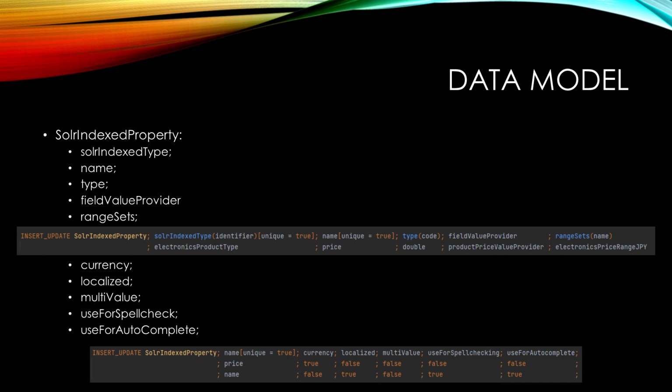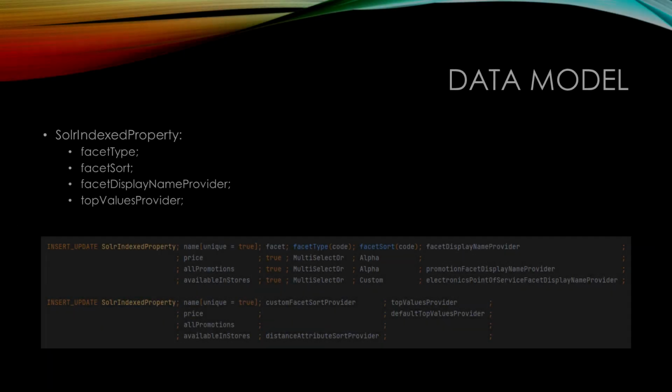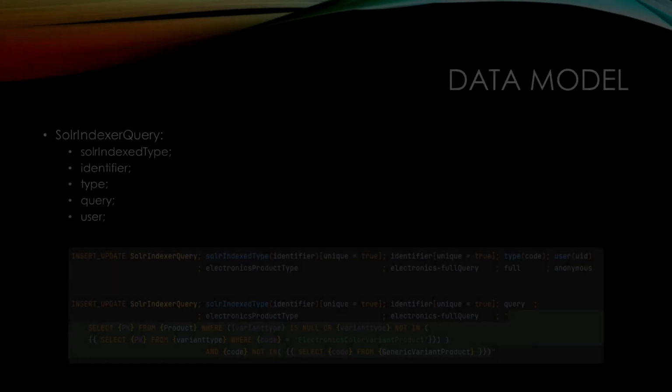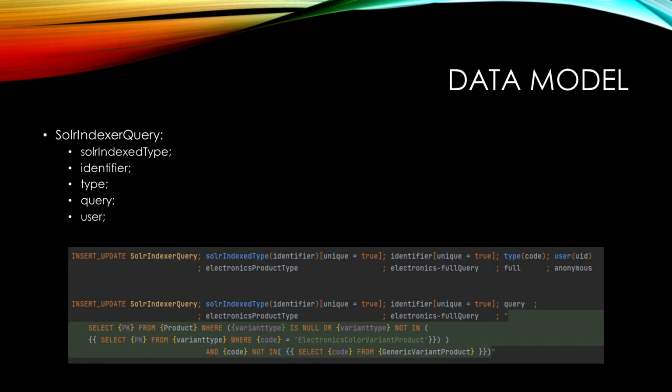Indexed property is used to describe property of the type. Value provider is the spring bean of the class responsible for indexing. Property can also be used as facet. For this case, there are special parameters. Indexer query connects index type with a query.